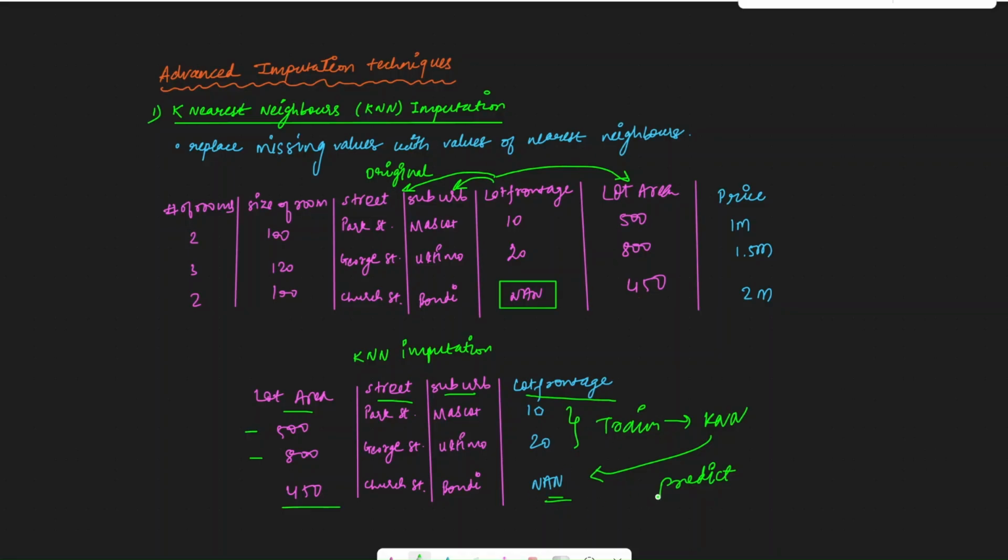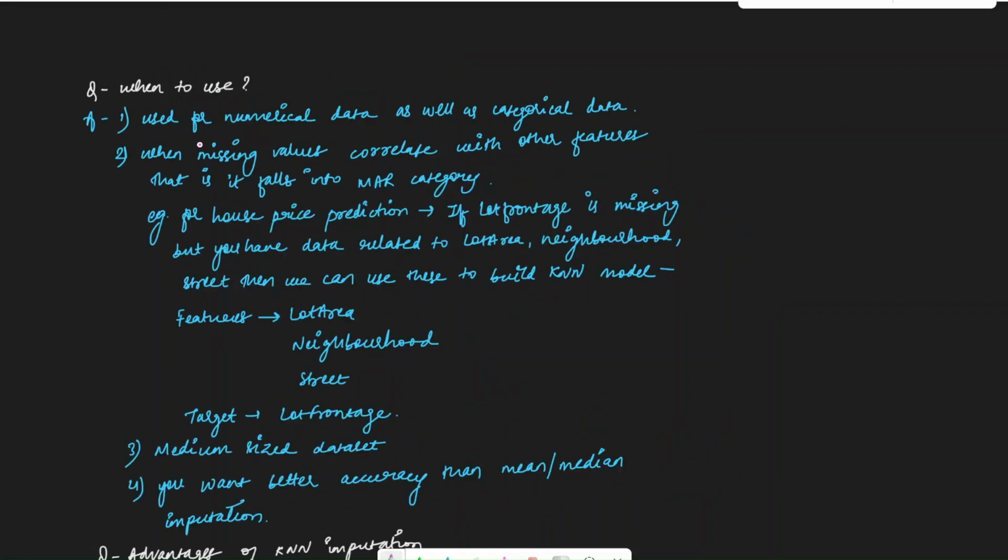Whatever prediction is given by this model, we're going to use that prediction and replace the NaN value. Now you would be thinking, when should we be using KNN imputation? First, it can be used for both numerical data as well as categorical data. Second, when the missing value is correlated with other features in our data set, that's when we use KNN imputation. When you know that a missing value is correlated with other features, we know that it is of the MAR category. Again, if you have not watched my previous video where I defined the different types of missing values, I highly recommend watching it, because that will help you understand what MAR is.